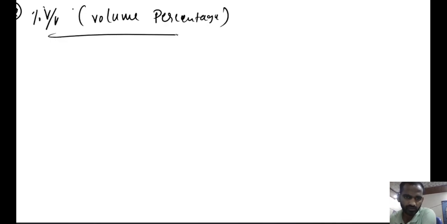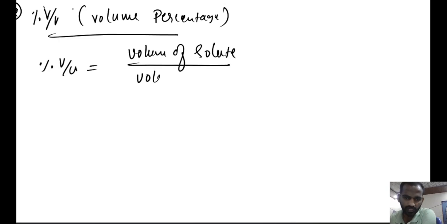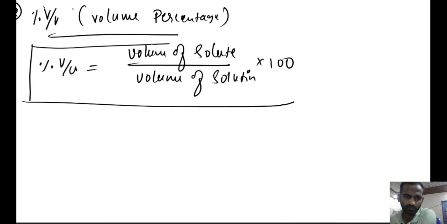So next, coming to the second concentration term, that is volume by volume percentage, or simply volume percentage. What is this? In place of the weight of solute I mentioned, here percentage volume by volume equals volume of solute by volume of solution into 100. This is called volume by volume percentage.